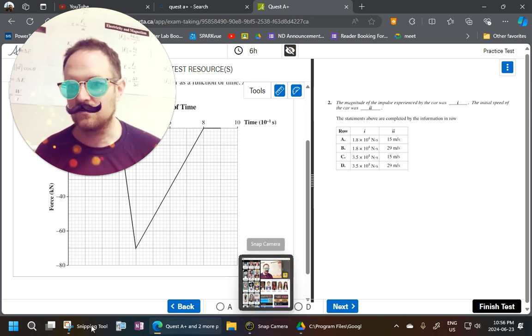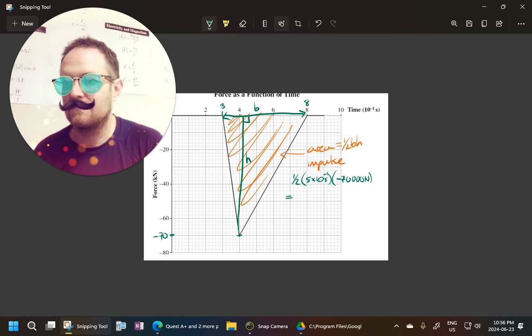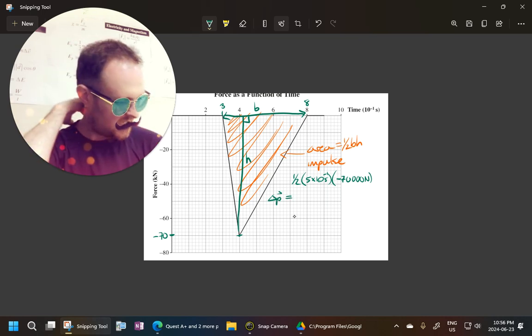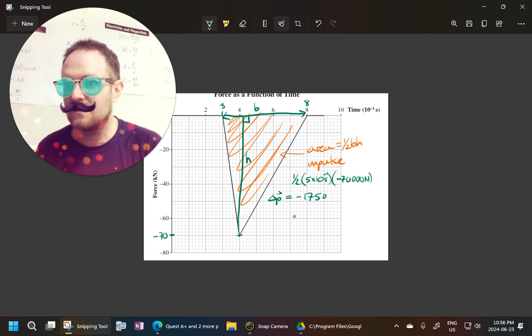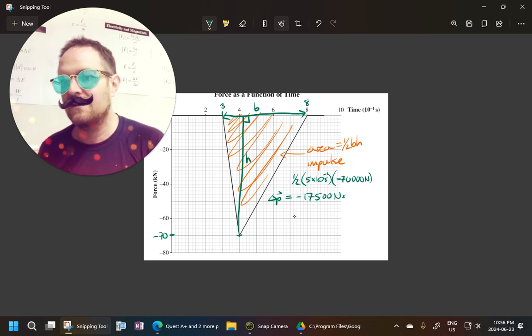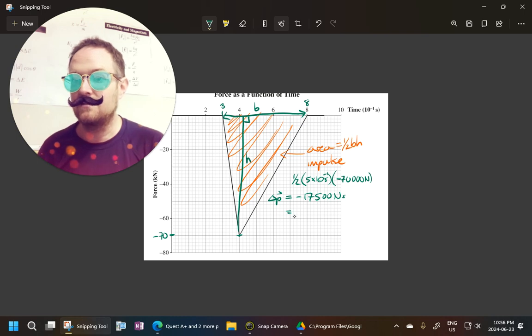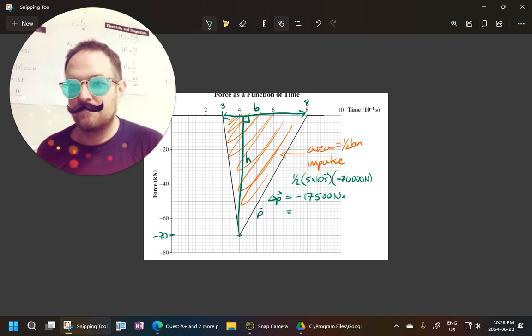So what we just found is my impulse, my change in momentum, this negative 17,500 newton seconds. Now remember, that's going to be equal to final minus initial. So P final minus P initial. My final is 0 because it comes to a rest. So my negative P initial, my initial momentum, is equal to negative 17,500. I get rid of the negatives, so they turn to positive here. I'm just not going to bother writing them anymore.